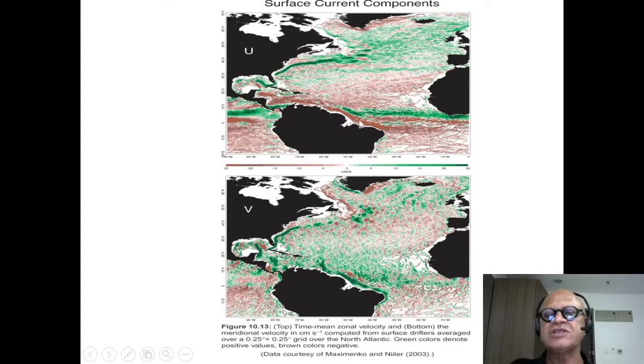Here you can see that the zonal component is westward, and here it's eastward, so the signs change, but the meridional currents are northward everywhere. And there are lots of eddies once the Gulf Stream separates and becomes the North Atlantic Current and the Norwegian Current and so on. And lots of eddies here as well in the meridional component.